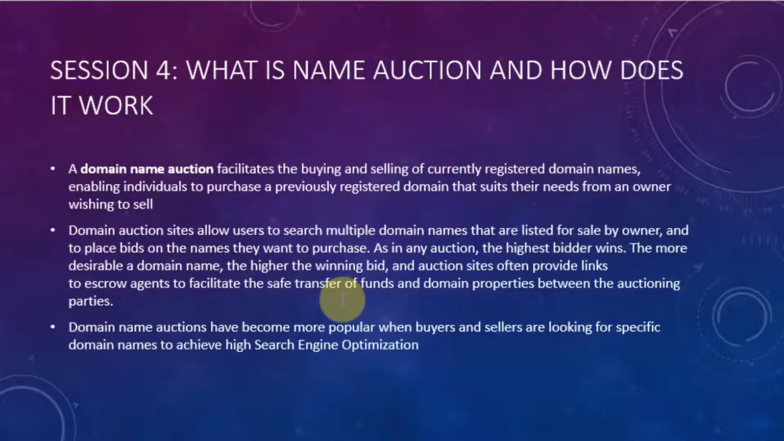Now, the more desirable a domain name, the higher the winning bid. Just like I said, for example, if abc.com is a nice name for business, then of course it's a desirable domain name, and the winning bid will be higher, because a lot of people will compete to buy that domain name. So the higher the winning bid, of course, that means the more desirable the name is.